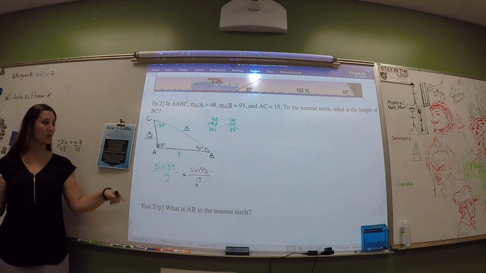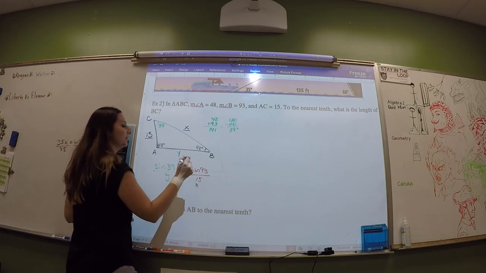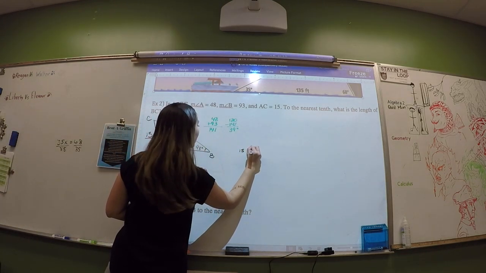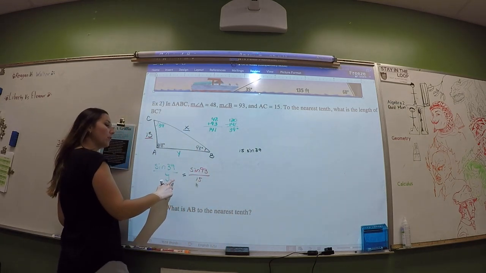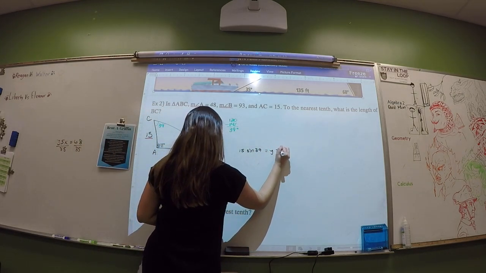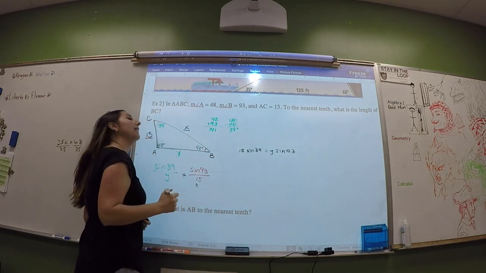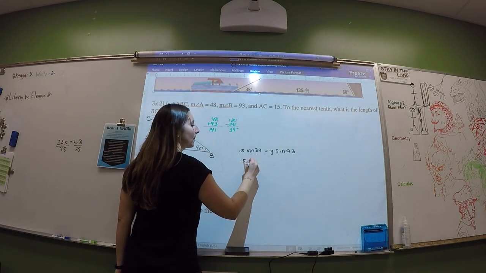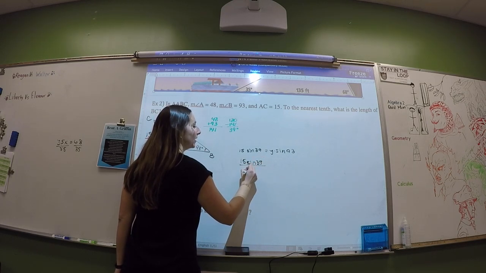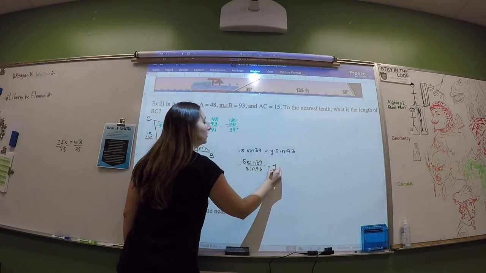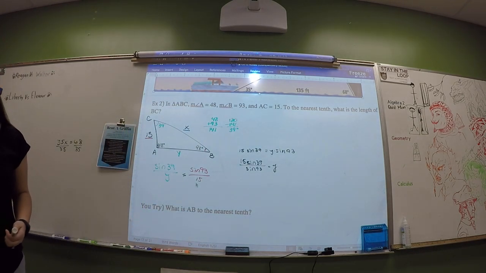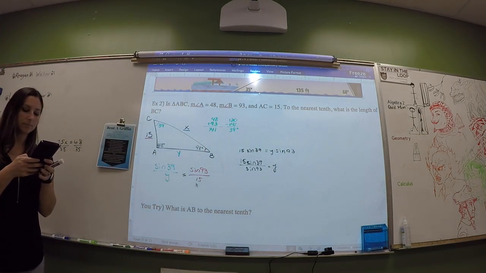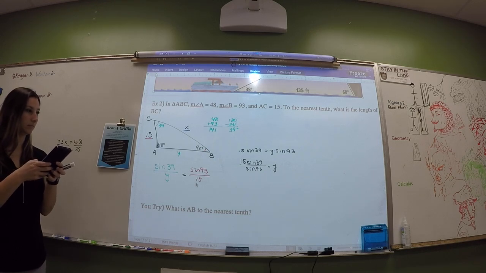Alright, cross multiply. So 15 times sine of 39 equals y times sine 93. And then since this is multiplication, we'll divide by the sine of 93. And let's see.